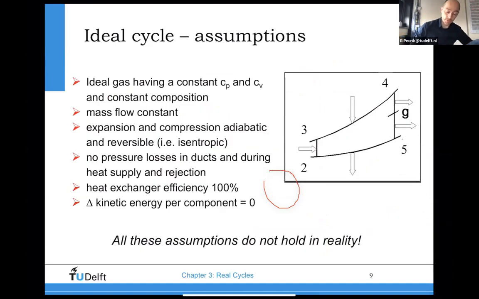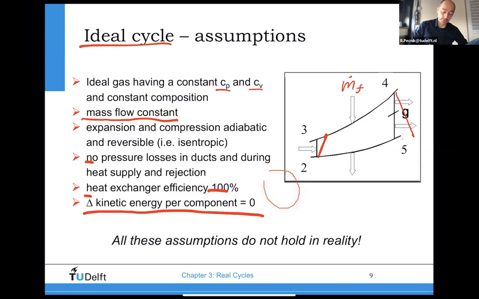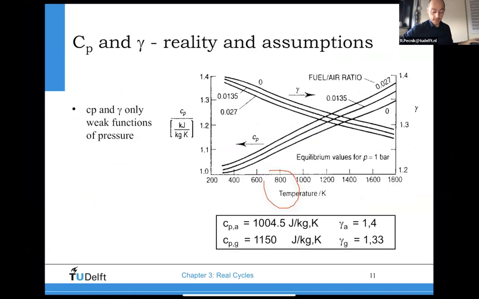Okay, so you can see these are the assumptions that we made. Ideal gas, CP and CV are constant. The mass flow is constant, which is not true in a real gas turbine, because you actually add the fuel here. There's also the mass flow rate of the fuel. Expansion and compressions are adiabatic, which is most of the time not true, because actually you have large heat losses on the turbine and also on the compressor, which means you go this way or this way. No pressure losses. These are the assumptions for an ideal cycle, right? That you have no pressure losses, heat exchanger efficiency is 100%, and that the kinetic energy of the gas itself doesn't play a role. All of these things are big assumptions, but in reality, this is not the case.